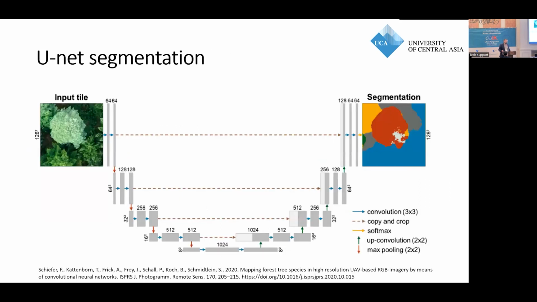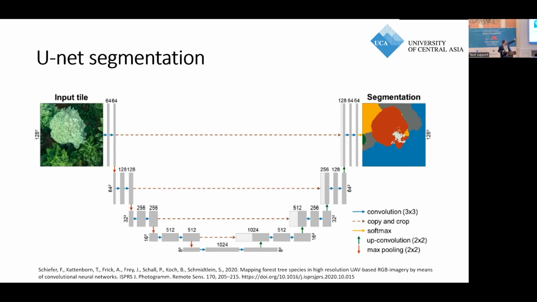In this case, we try to apply a so-called UNet. This is a convolutional neural network, which first decreases the number of pixels of dimension, convolutes, and then it sort of expands it back to the same resolution of the image. And with this approach, we can do the actual mapping of all these different tree species, like here in this image by Schaefer and Kattenborn. This image is taken from their publication.